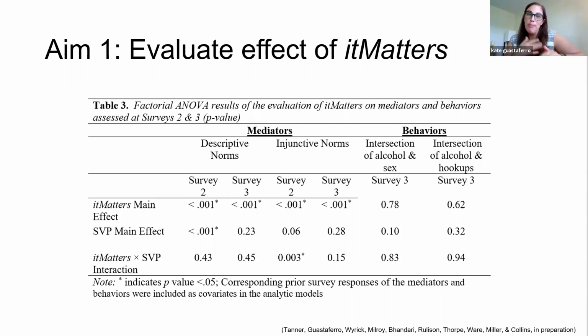itMatters remained effective. If you look at the itMatters main effect on our descriptive norms and injunctive norms, but there was no detectable effect, no significant effect on behavior. So these were the intersection of alcohol and sex. So we still affected our mediators, but didn't see anything on our ultimate outcomes of interest.